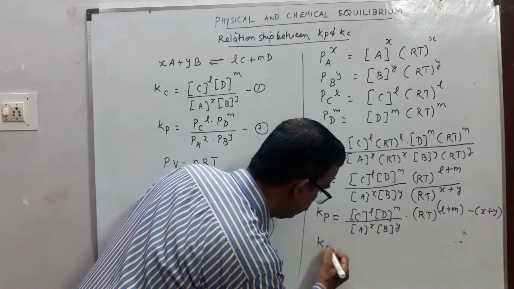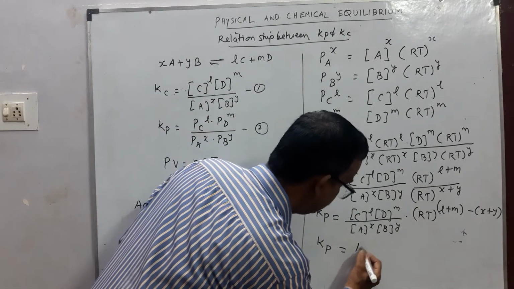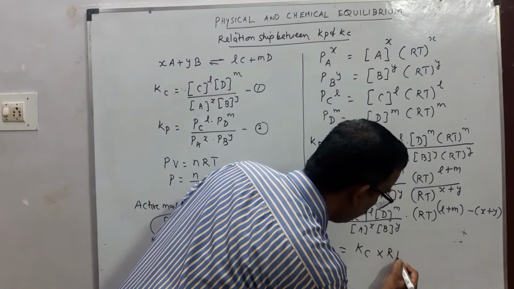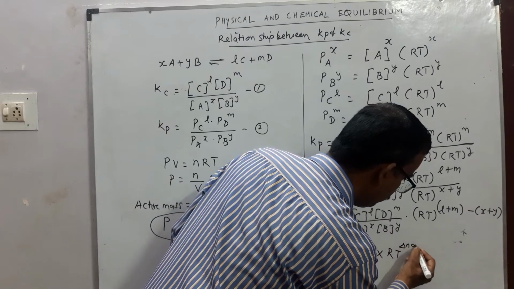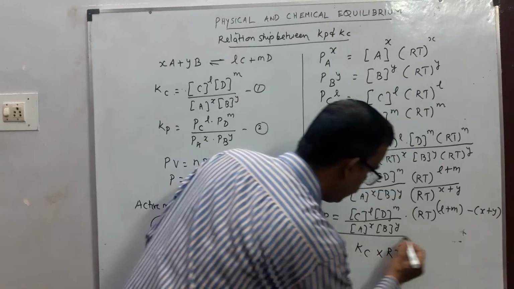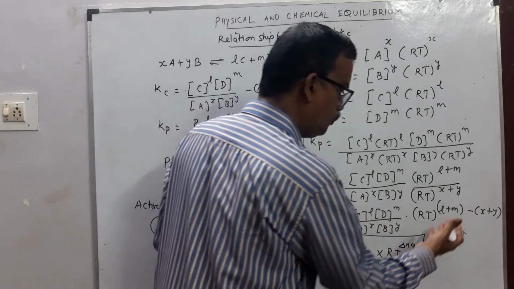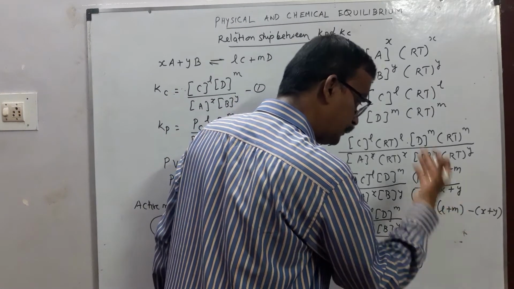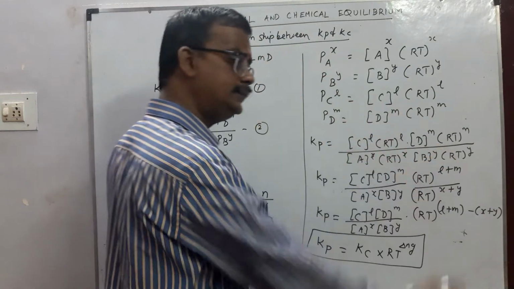So Kp equal to, this is nothing but Kc. Okay. So Kc into RT to the power of, we can write this as delta Ng, where delta Ng means the difference between the total number of moles of the gaseous products and the gaseous reactants.